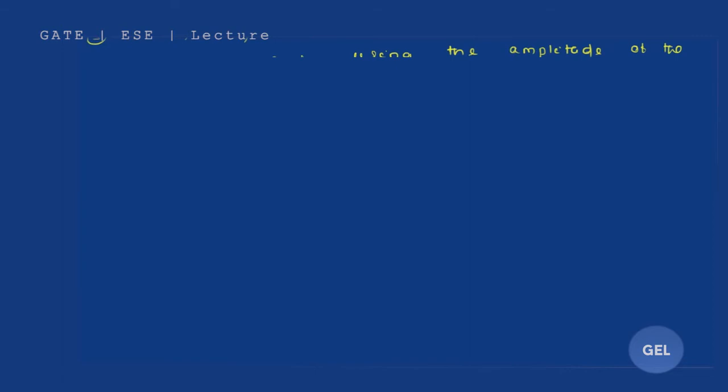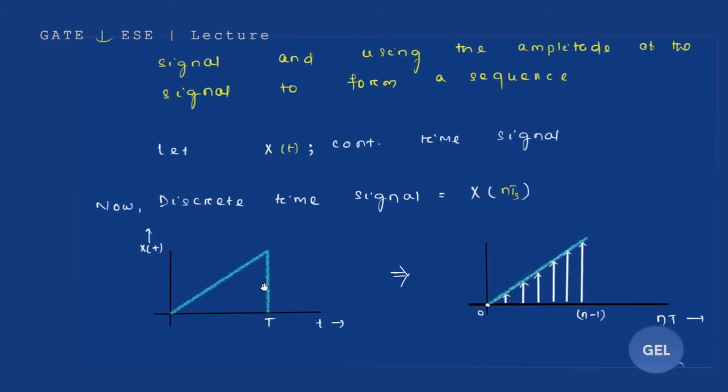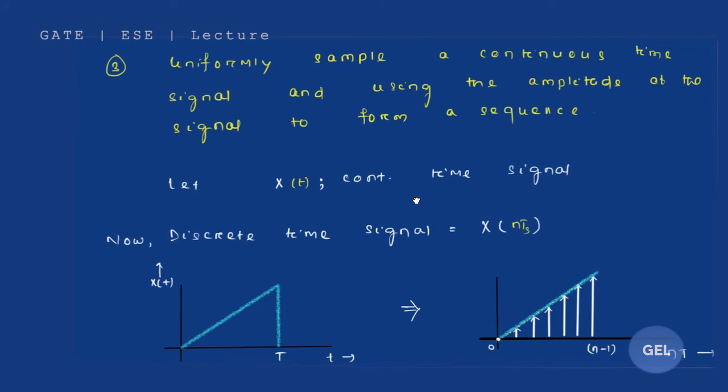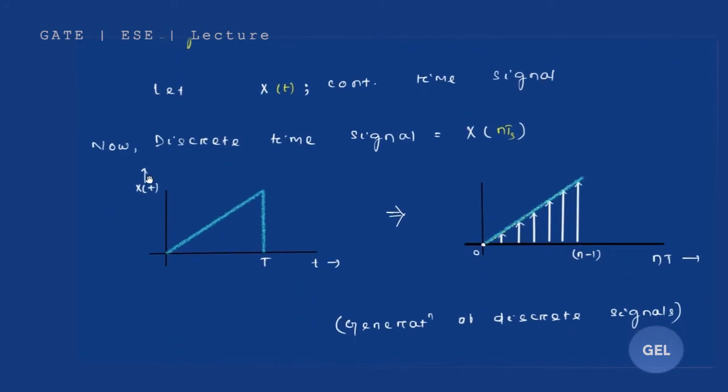Now the third method is sampling. This means uniformly sampling a continuous time signal, and using the amplitude of the signal to form a sequence. Now let x of t be a continuous time signal.